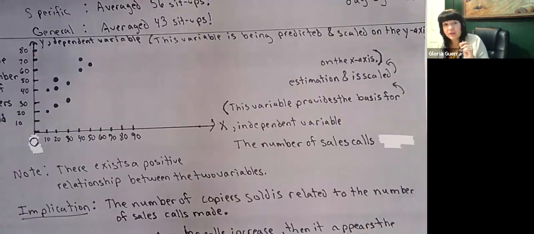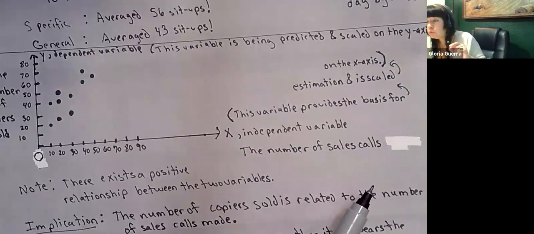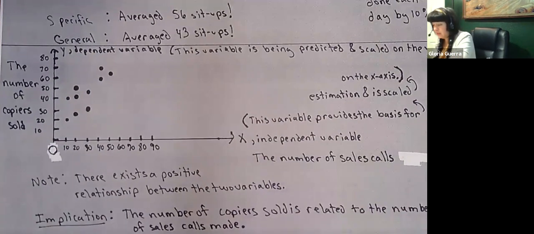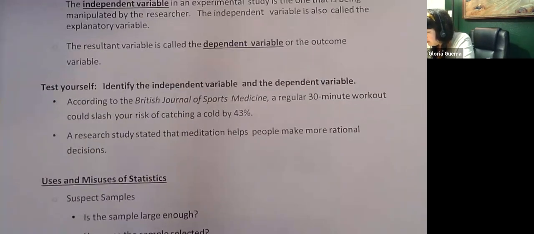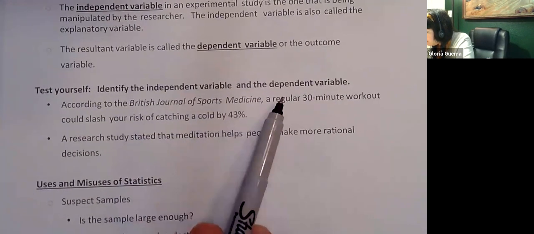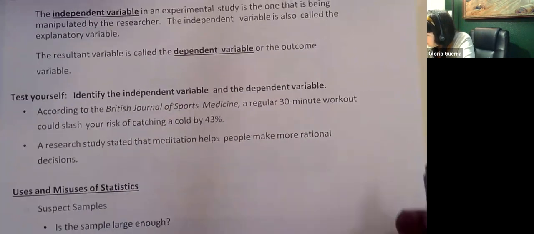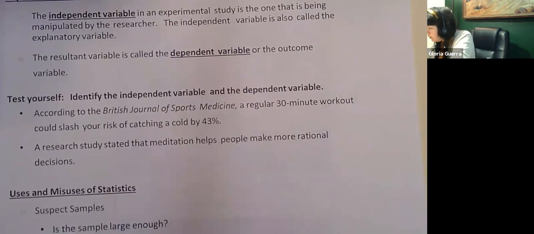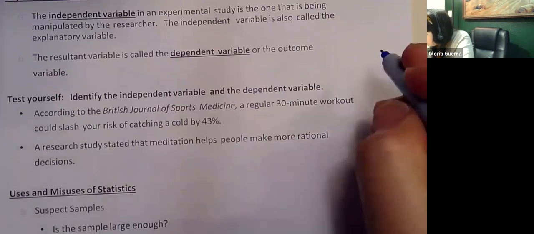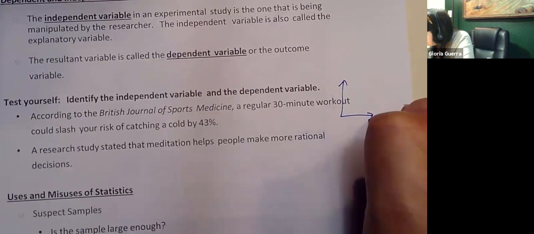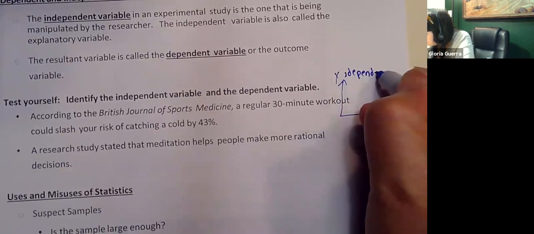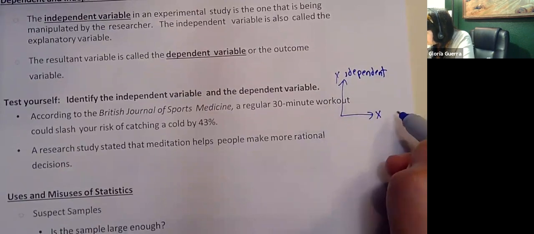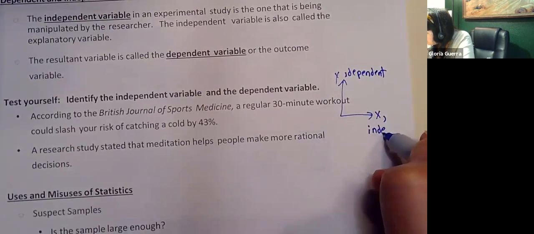And then that's related to the next part where it says test yourself on page 15. It says identify the independent variable and the dependent variable. Okay, so I'm going to do this for this problem. I'm going to make an x and a y for that. X and then a y. So y is the dependent, where x is the independent.